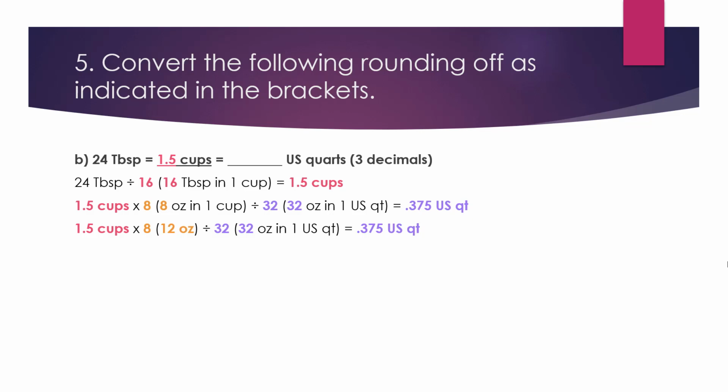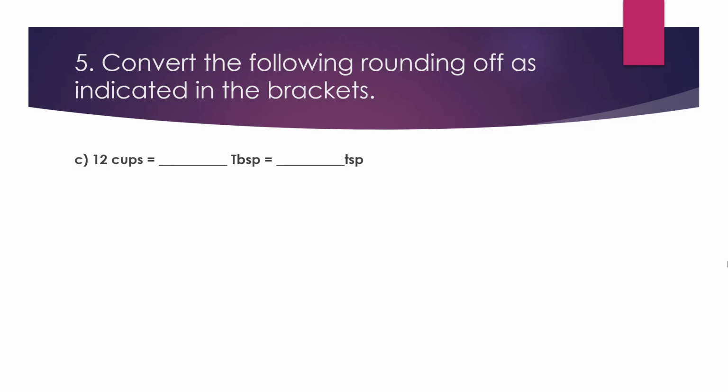24 tablespoons is equal to 1.5 cups. It's also equal to 12 ounces. There are 32 ounces in a U.S. quart. So I'm going to take the amount of ounces I have in a cup and a half, in this case 12, and divide it by 32. And you can see that that's where I get 0.375 U.S. quarts. Moving on to the next one.